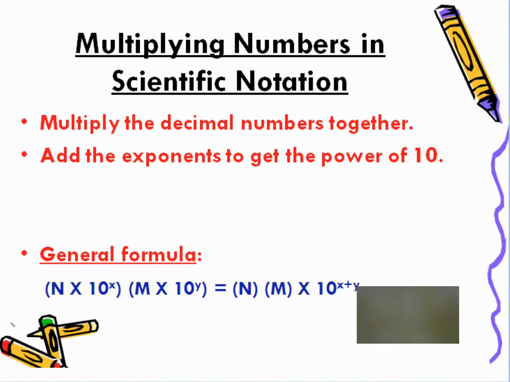So here's the formula, and let me explain what we're looking at. We have this number written in scientific notation times this number written in scientific notation, and here is our answer. What you'll notice is that the n and the m, those would be the decimal numbers, get multiplied, n times m. And then for the power of 10, since they both have a base of 10, 10 to the x and 10 to the y, all we have to do, because it's multiplication, is add the exponents. So we would do x plus y.